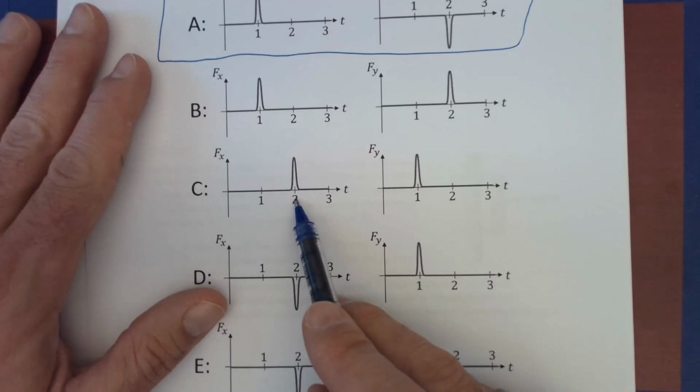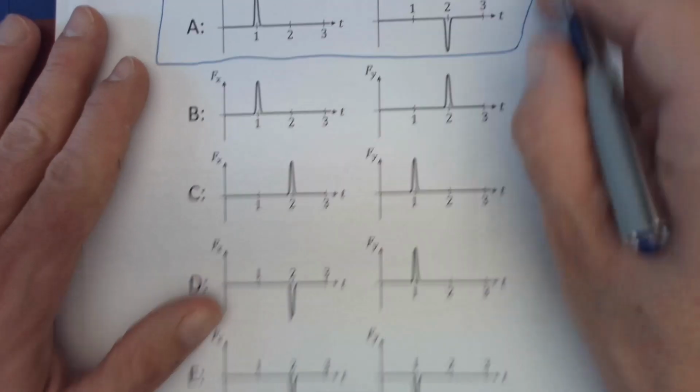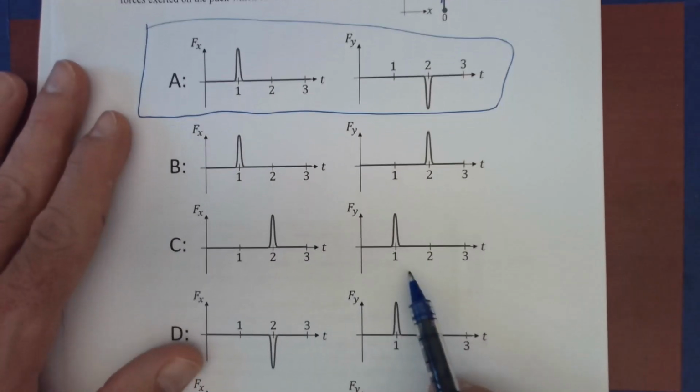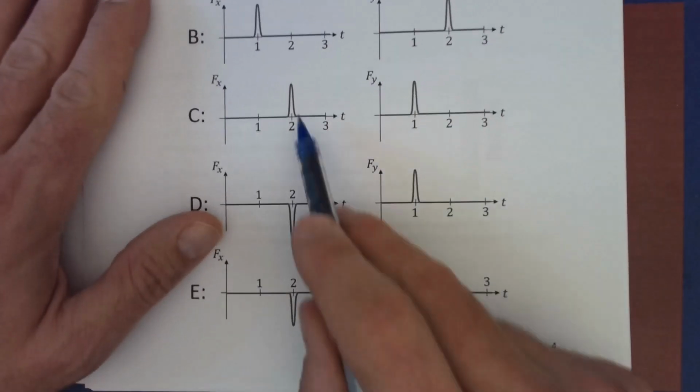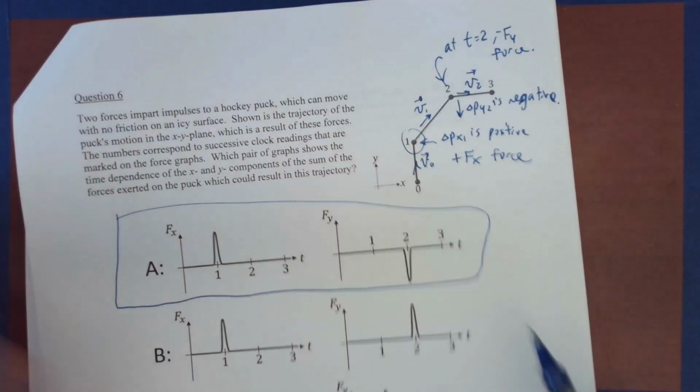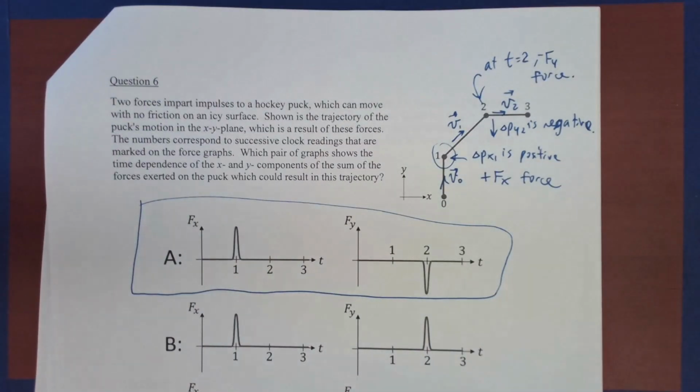This has an x force at 2 seconds, which is not right. Nothing at 1, so that's wrong. This is wrong. All these have something happening at 2, which is wrong, and 1. So I think the only one that makes any sense is A.